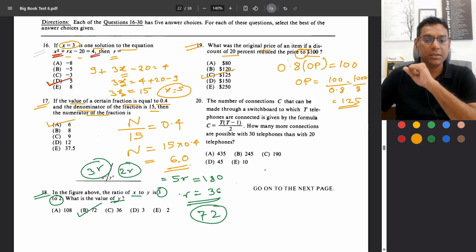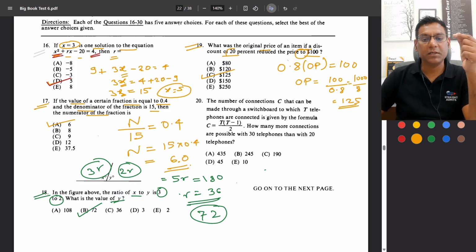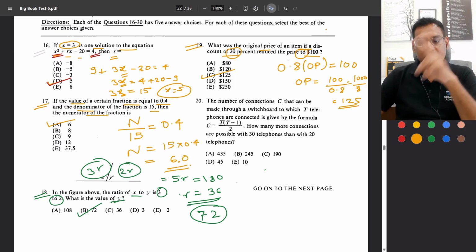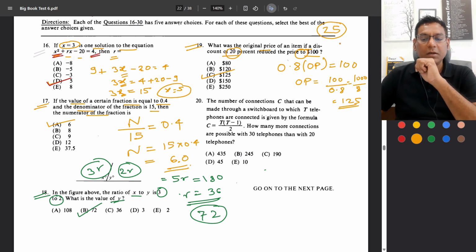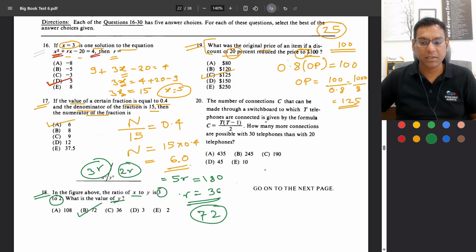Answer choice C. Let's verify. 125 is the original price. 20% discount of that is going to be, let's divide that by 5. That means $25 discount. After discount, it becomes $100, right? So all this is fitting in. Answer choice C is going to be the correct answer.